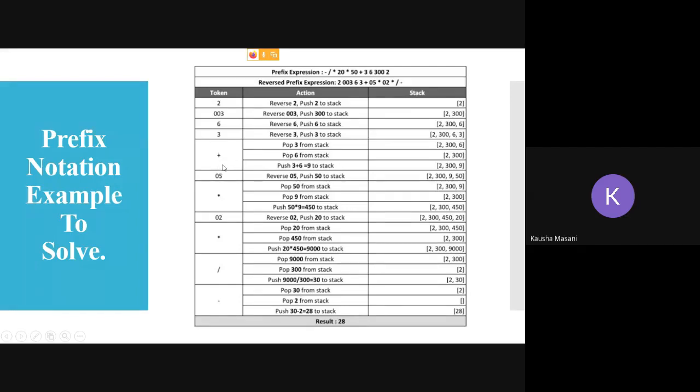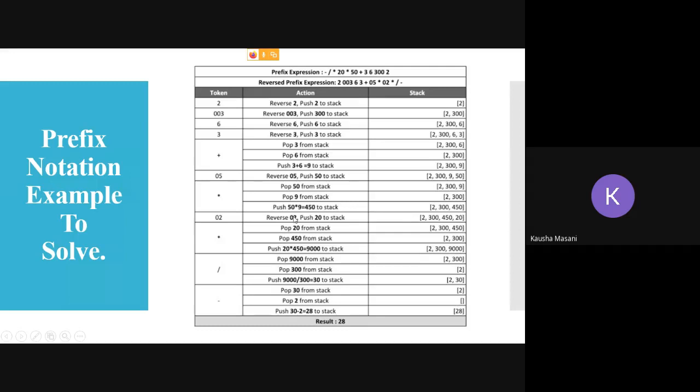Now your operator, plus operator. So you need to pop out 2 of your topmost operands. So 3 and 6 are at the top of your stack. So 3 and 6 are popped out. Addition done. Result, that is 9, added back into the stack. So now your stack is 2, 300, 9. Now 05, tens and units place. So they are reversing it. So it becomes 50. 50 is pushed here in the stack. Star. So pop out 50 and 9, result back into stack.